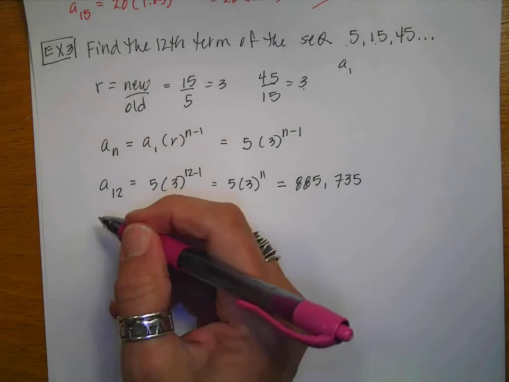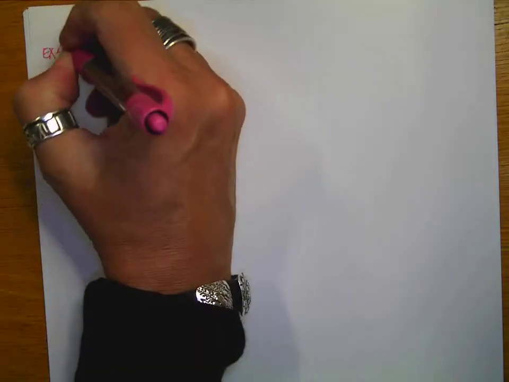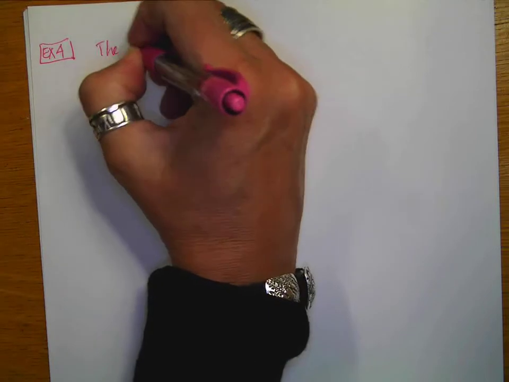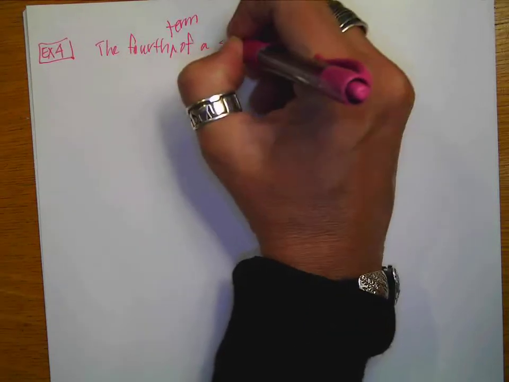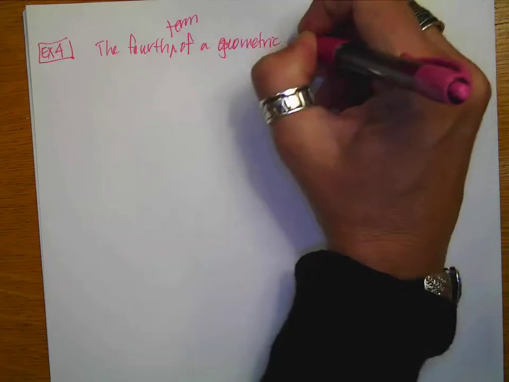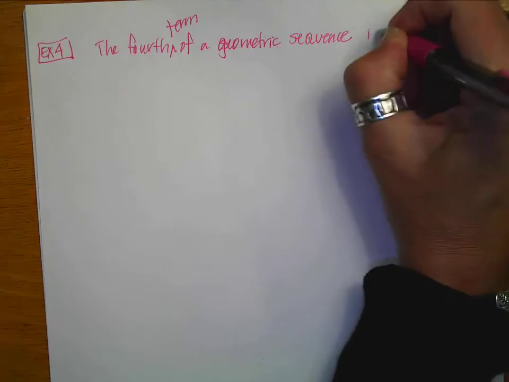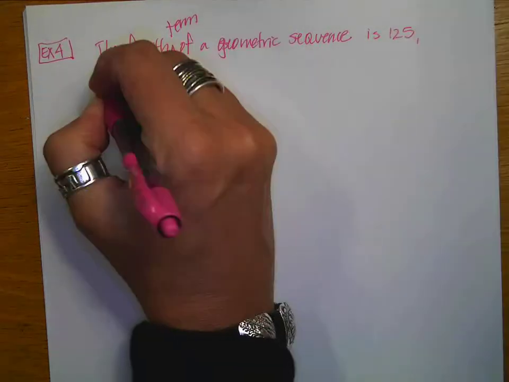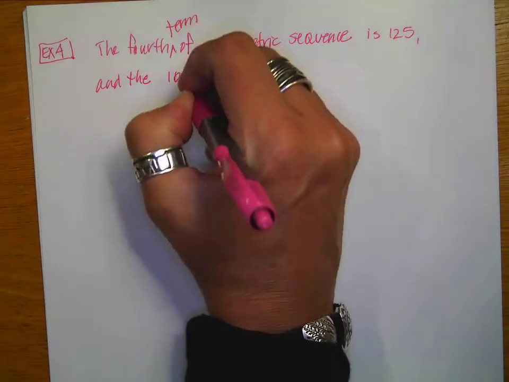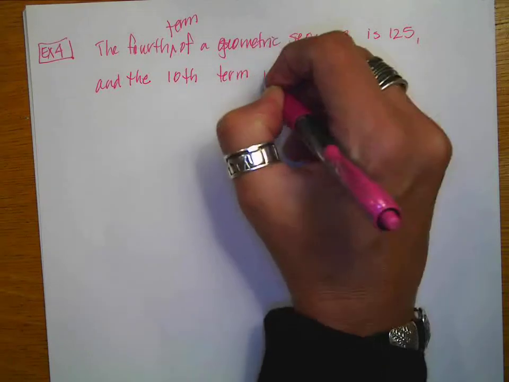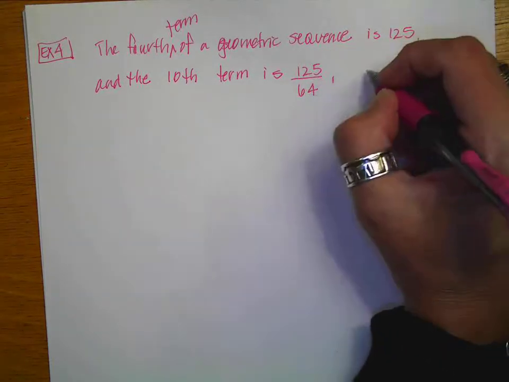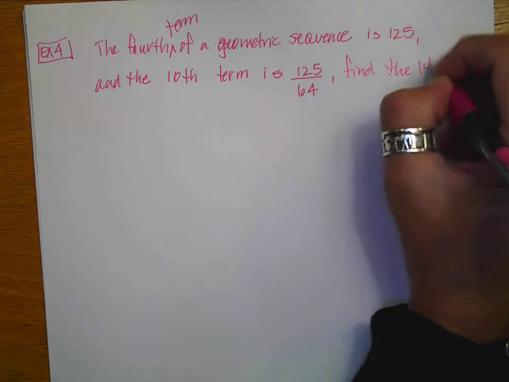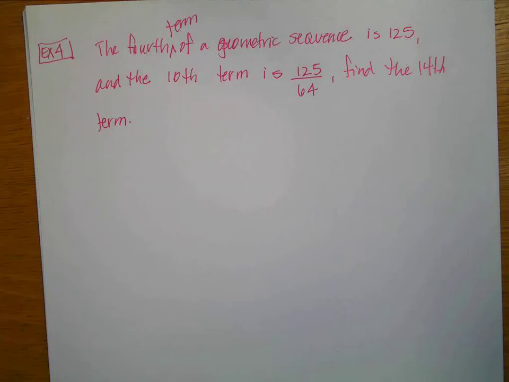So let's do our next example, example number 4. This one's going to be a little bit more entertaining. Actually, I'm just going to go to a whole new page because this example is going to burn a little bit more paper. So example number 4 says the 4th term of a geometric sequence. They will usually tell you what type of sequence it is unless they give you the full sequence and they're asking you to figure out what type of sequence it is. The 10th term of the geometric sequence is 125 divided by 64, and I want to find the 14th term.